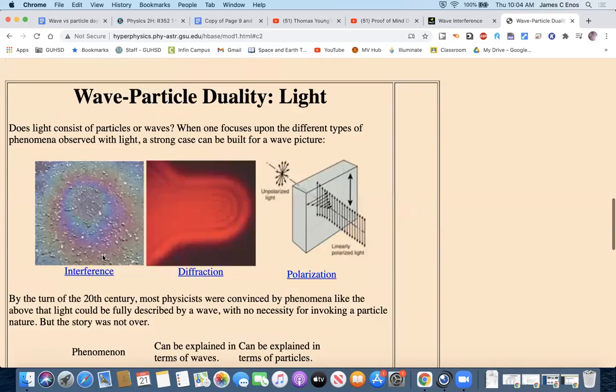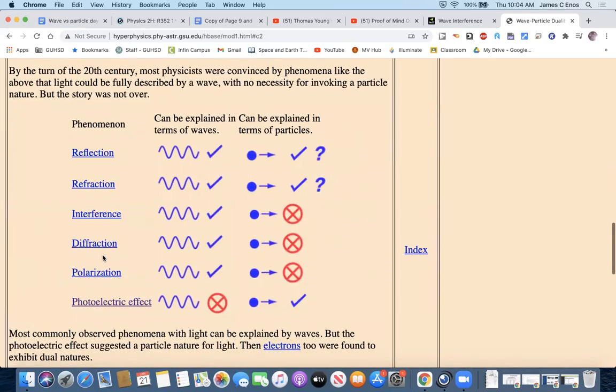And they also get down here about this wave-particle duality of light, that there's different things that can only be described by a wave, like reflection and refraction, interference. But particles, you can't have particles interfere. You can't have particles diffract. You can't have particles polarize, but you can have particles do this photoelectric effect.